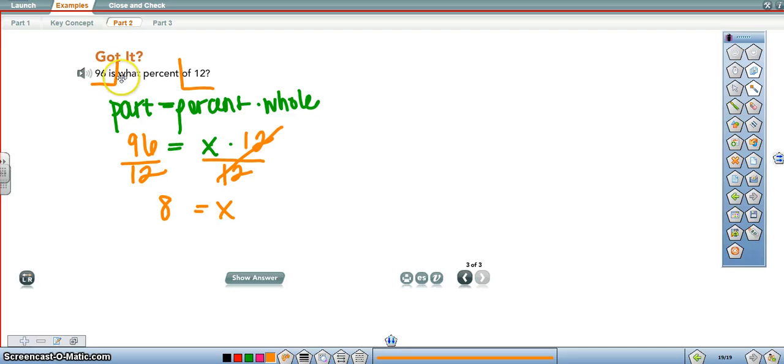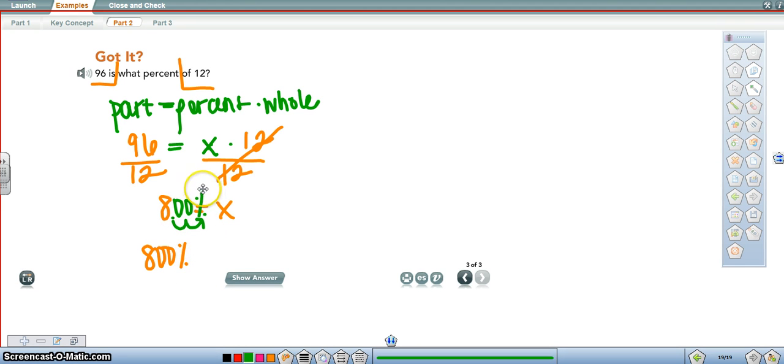But we're looking for a percent. It says what percent is it? It's not 8%. 8 is a whole number. One whole is worth 100%. So 8 as a whole number is worth 800%. We're moving that decimal backwards this time to make our percent. Just like earlier we were moving it to the left to get our decimal.